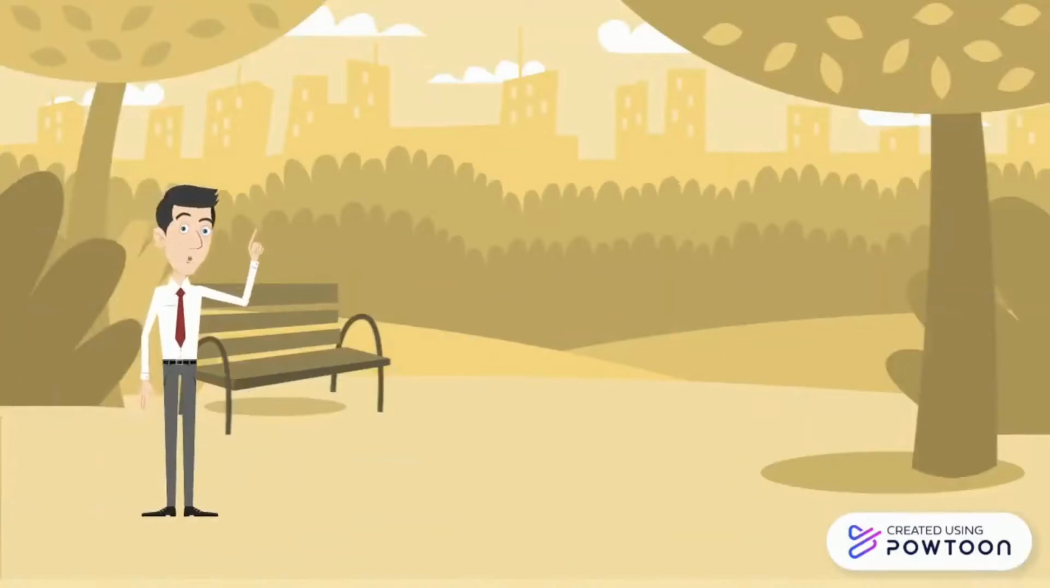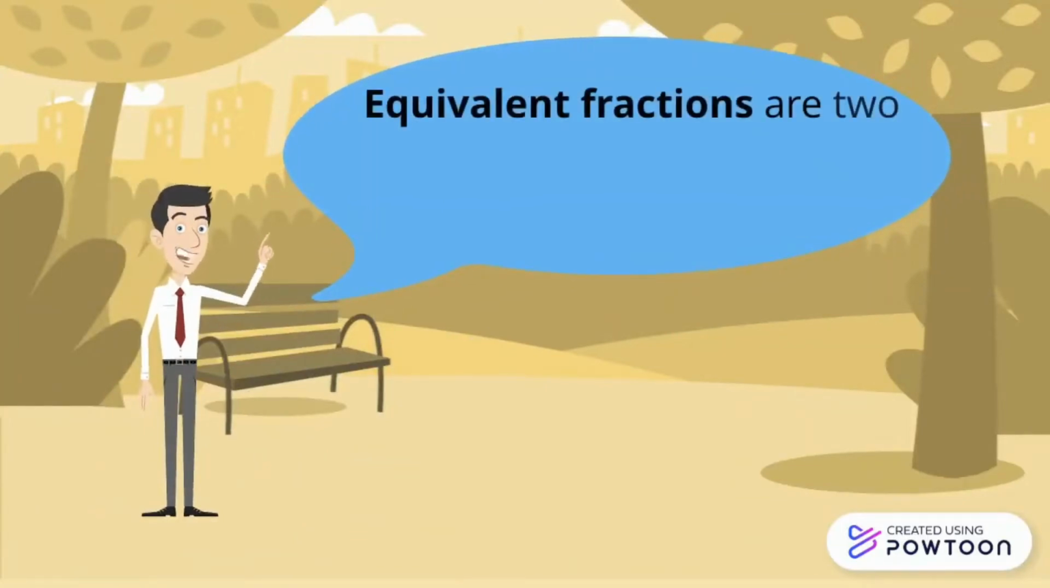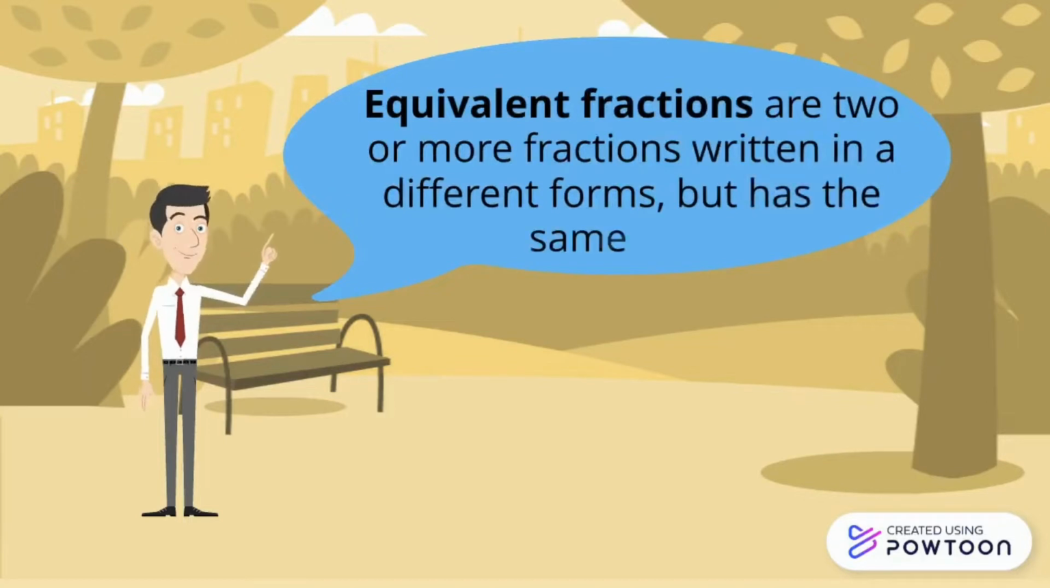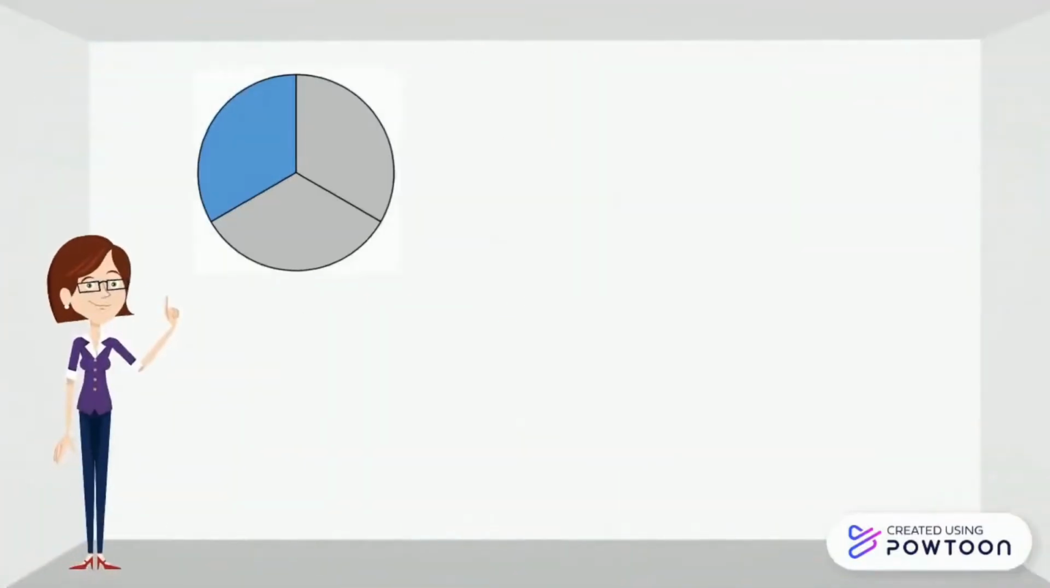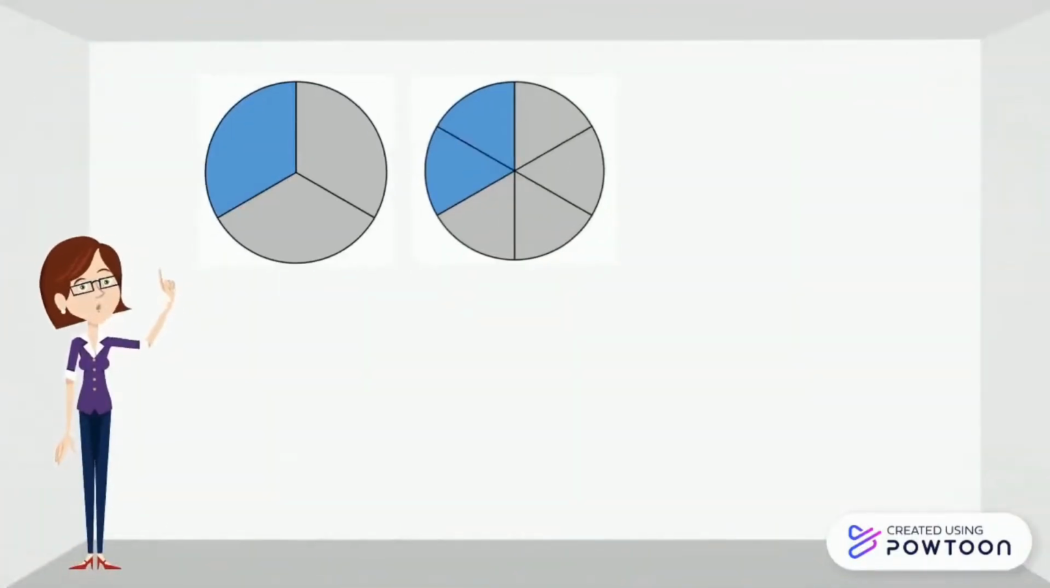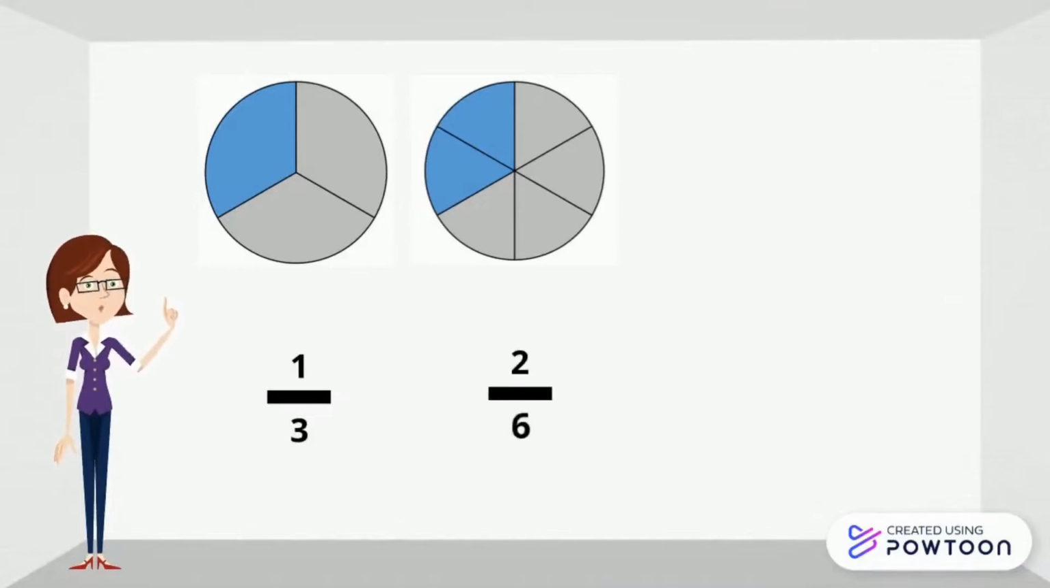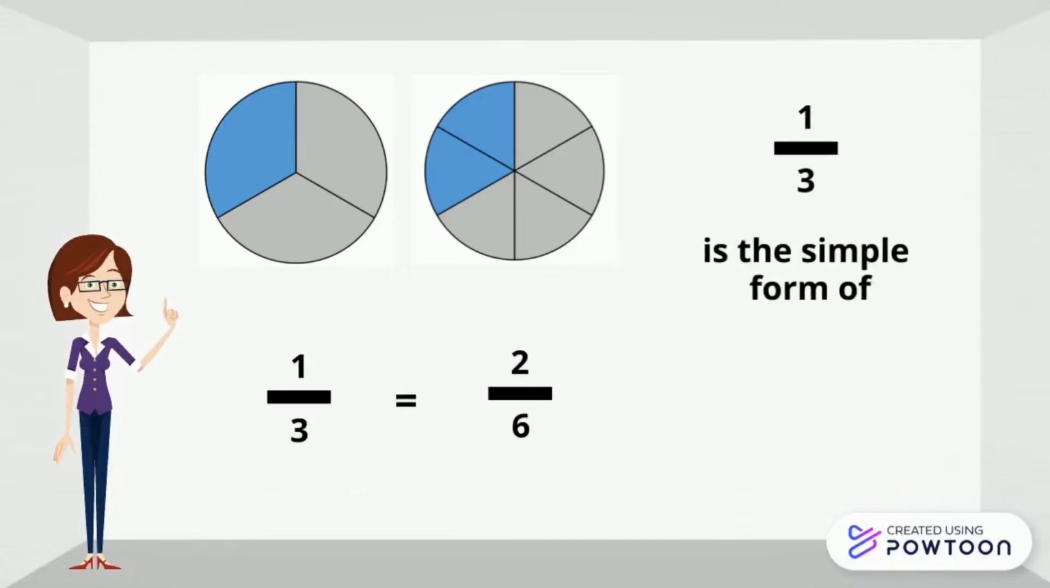Now, what are equivalent fractions? Equivalent fractions are two or more fractions written in different forms but have the same value. Take a look at these shapes. From the size of the colored area, we can conclude that these two fractions, 1 over 3 and 2 over 6, have the same value. Not only that, we can also conclude that 1 over 3 is the simple form of 2 over 6. And why is that? Let's find out.